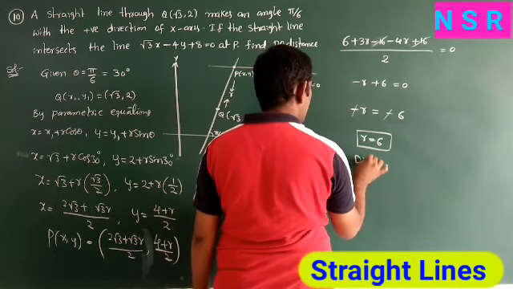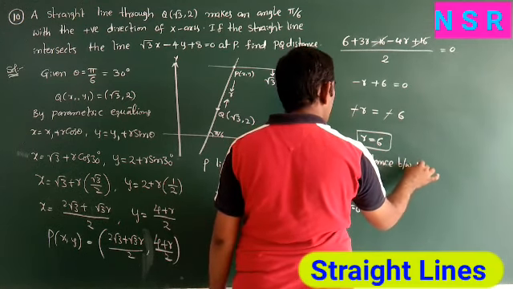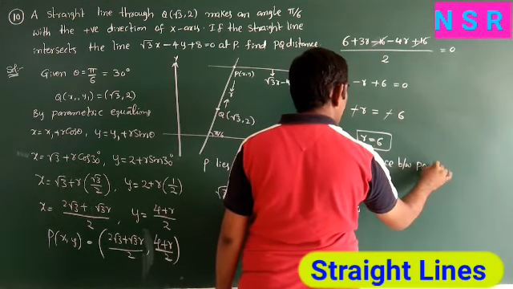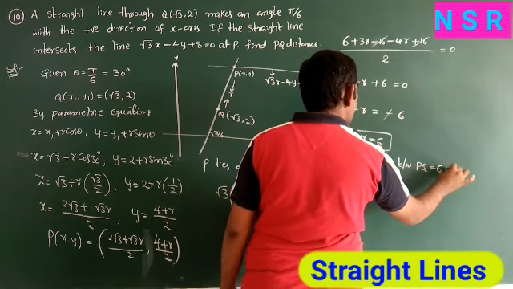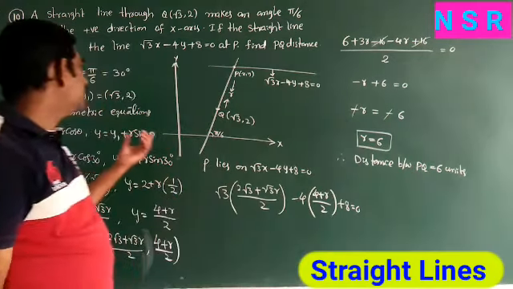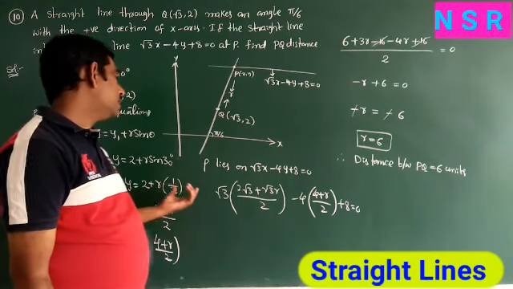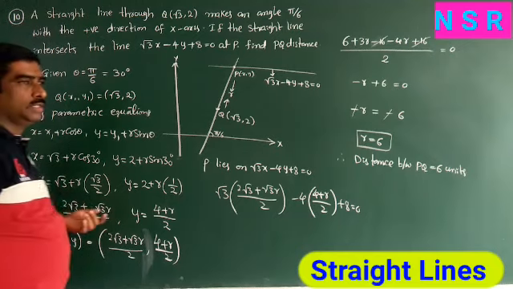Therefore the distance between P and Q is equal to 6 units. So if you find the distance between 2 points on this line, you are using parametric equations.